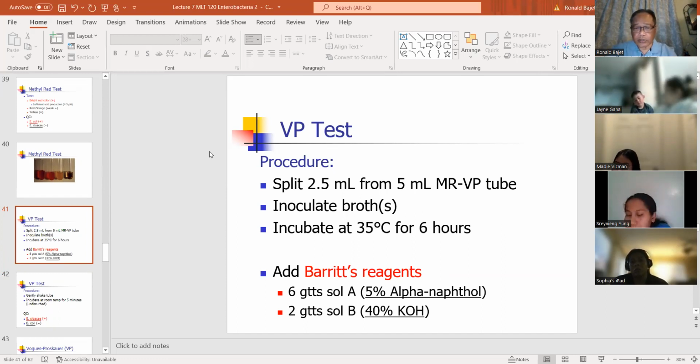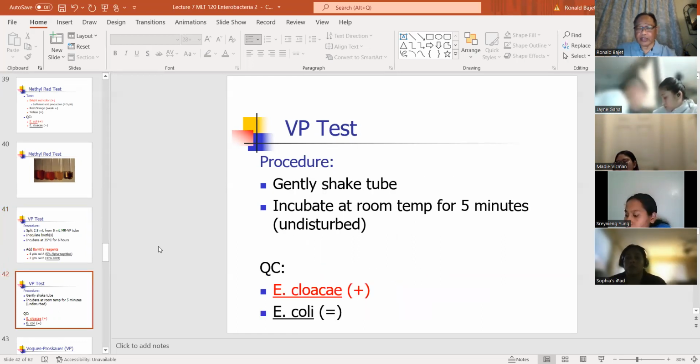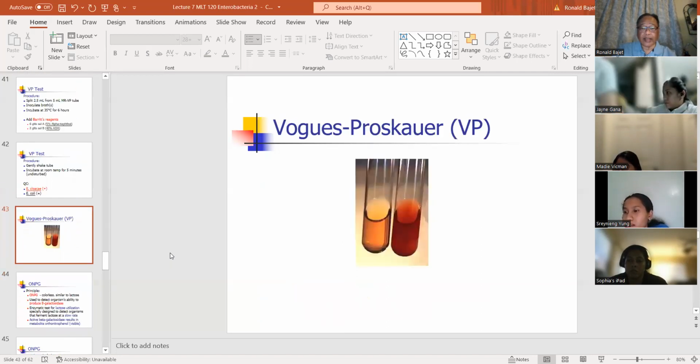So 6 drops of solution A, which is alpha naphthol, and 2 drops of reagent B, which is 40% potassium hydroxide. Okay, shake the tube, mix the tube a little bit, incubate at room temperature for about 5 minutes, and then look for color change. E. coli is negative. So again, you're looking for a red color for positive, okay? Red color for positive on the VP.